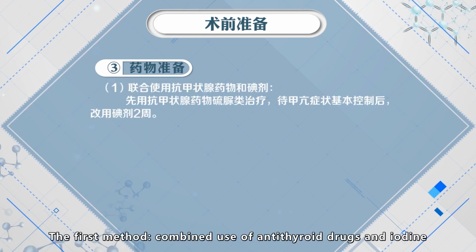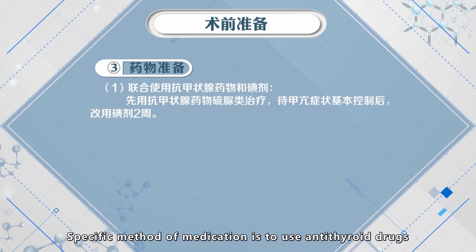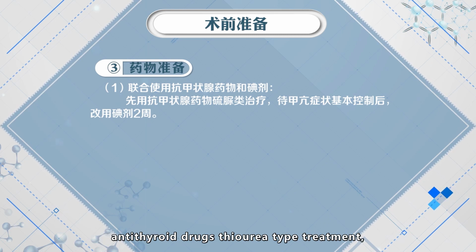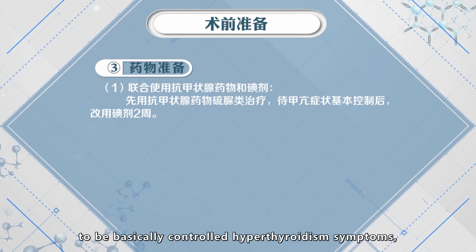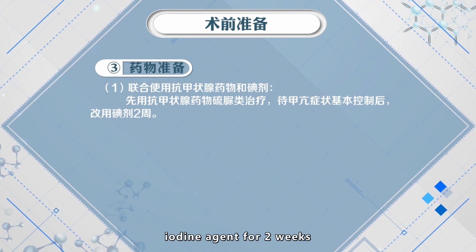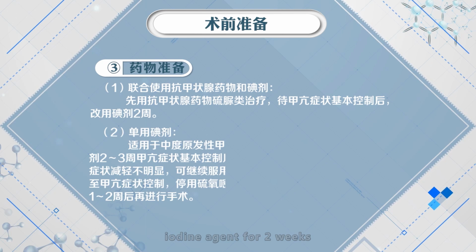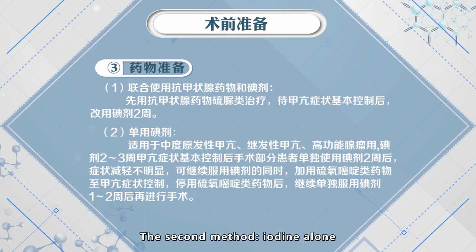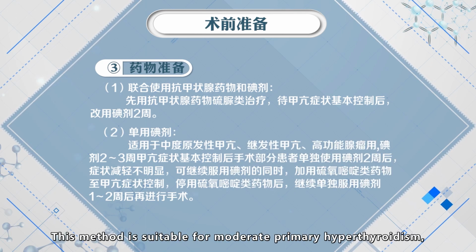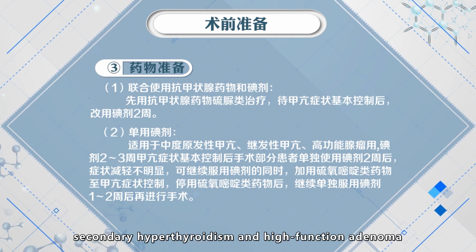The first method, combined use of antithyroid drugs and iodine. The specific method of medication is to use antithyroid drugs until hyperthyroidism symptoms are basically controlled, then add iodine for 2 weeks. The second method, iodine alone. This method is suitable for moderate primary hyperthyroidism, secondary hyperthyroidism, and high-function adenoma.